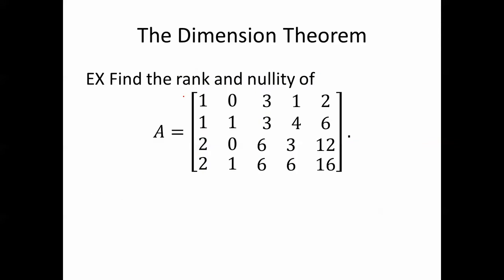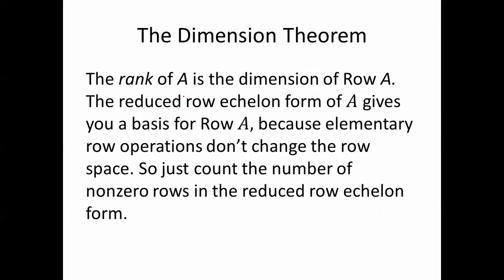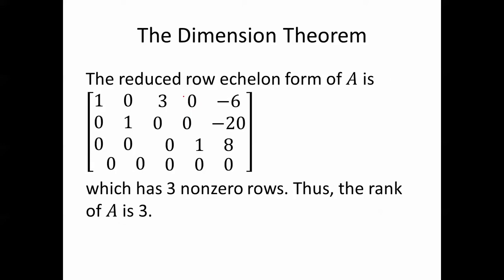Find the rank and nullity of this matrix A. The rank of A is again the dimension of the row space of A. The reduced row echelon form of A gives you a basis for the row space of A, because elementary row operations don't change the row space. So just count the number of non-zero rows in the reduced row echelon form. The reduced row echelon form of A looks like this, which has 3 non-zero rows. Thus, the rank of A is 3.